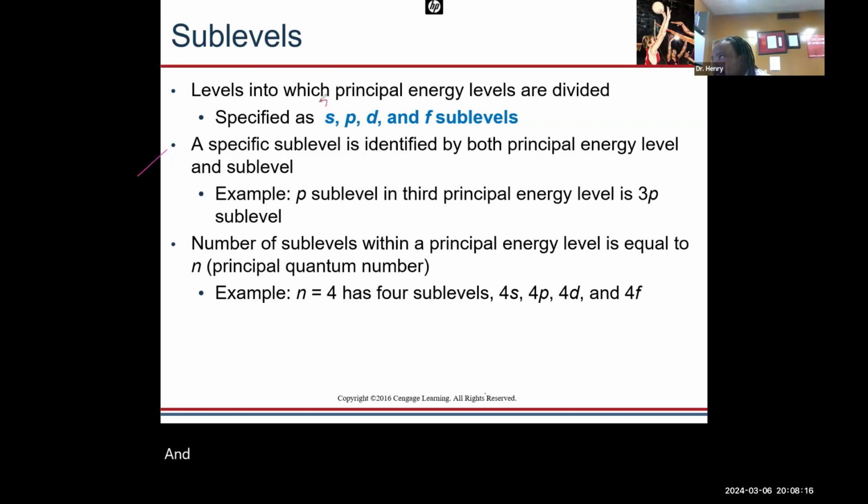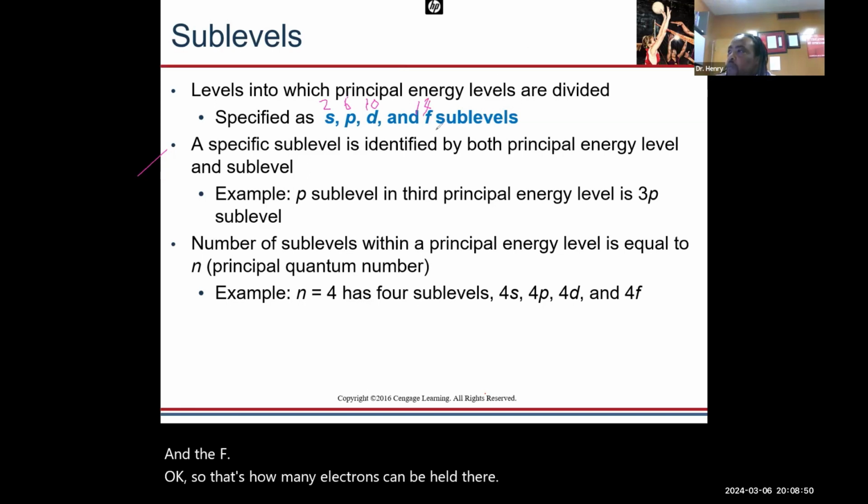Let me use this. I'm using 2 for the S, and then the P, 6, the D, 10, and the F, 14. Okay. So that's how many electrons can be held there.